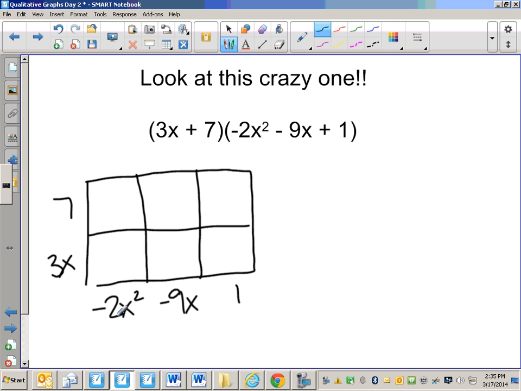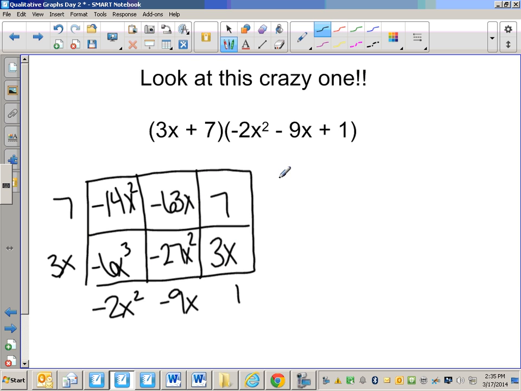So 3x times negative 2x squared will be negative 6x cubed. Negative 2x squared times 7 will be negative 14x squared. This box here will be a negative 27x squared. This box here will be a negative 63x. This box will be 3x, and this box will be 7. So then you write all that out. So you have negative 6x cubed plus a negative 14x squared plus a negative 27x squared plus a negative 63x.